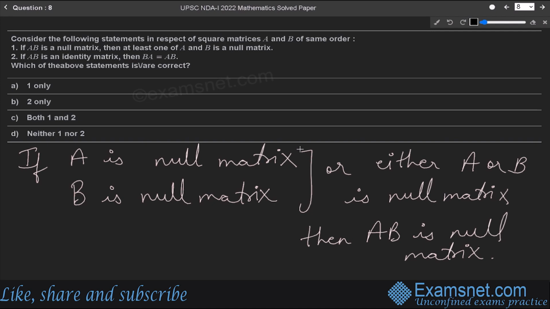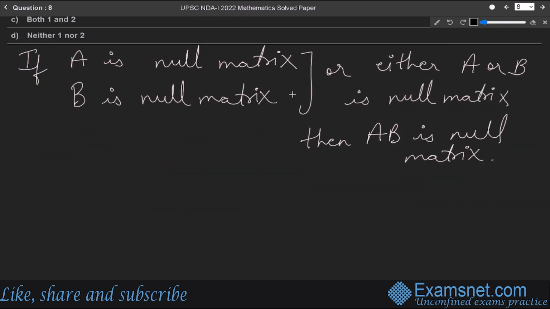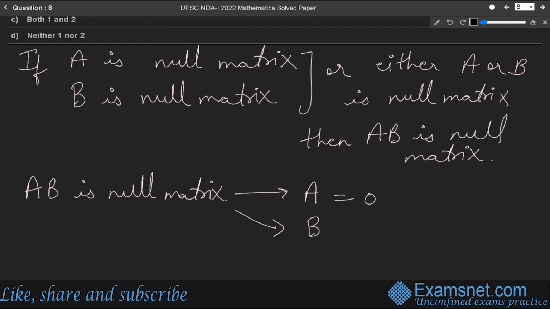But the reverse of this is not possible. Let us see the reverse of this statement. The reverse of statement is AB is a null matrix. So if AB is a null matrix, there are three possible situations. First situation is A will be equals to 0. Second situation will be B will be equals to 0. And the third will be A and B both are not equal to 0. It means that this reverse statement is completely incorrect.